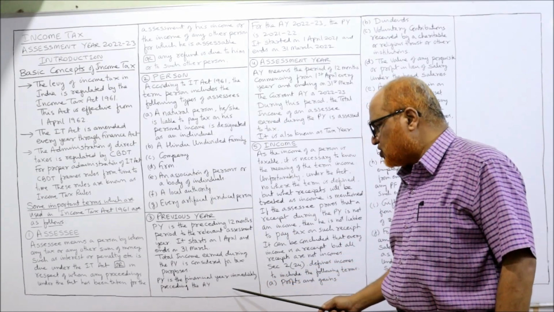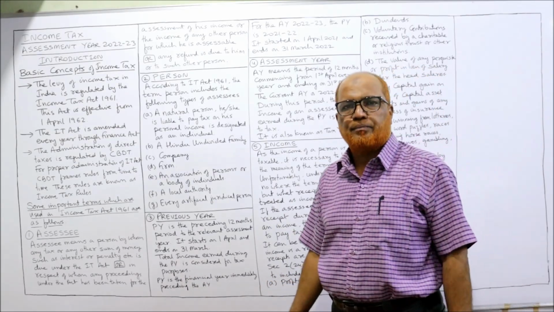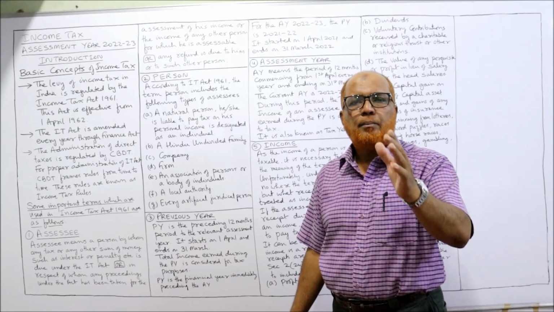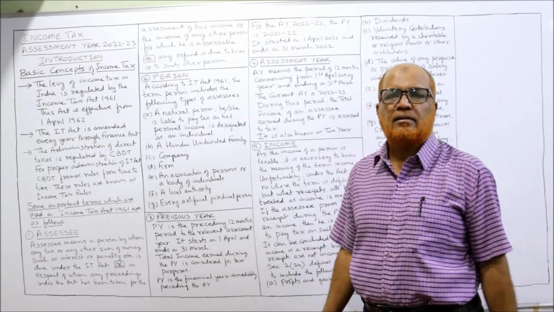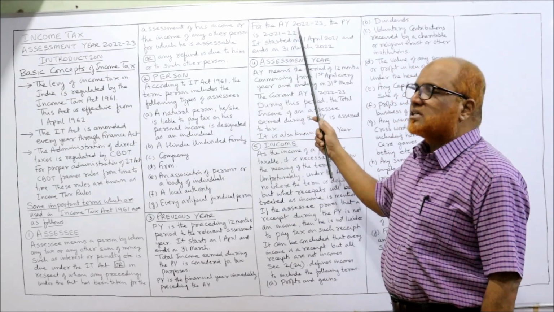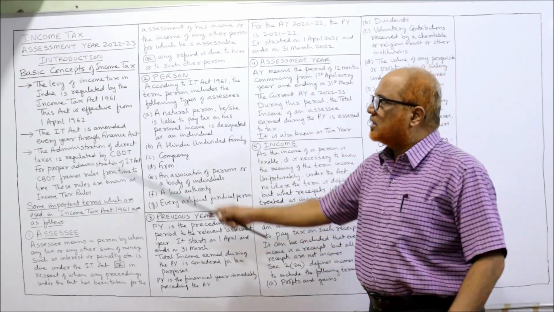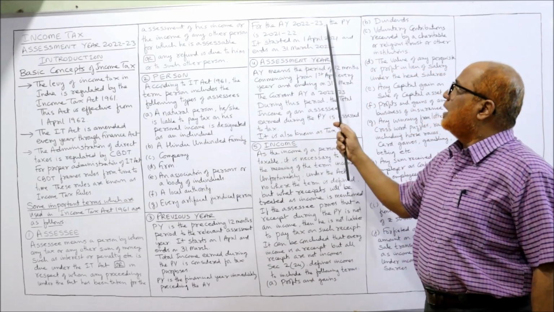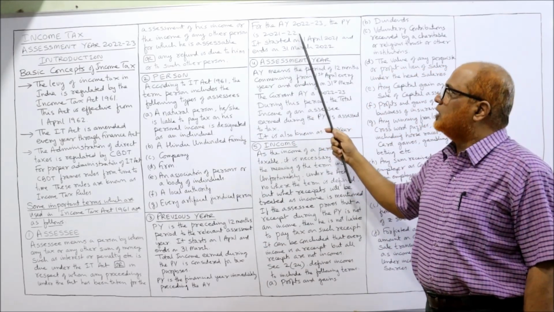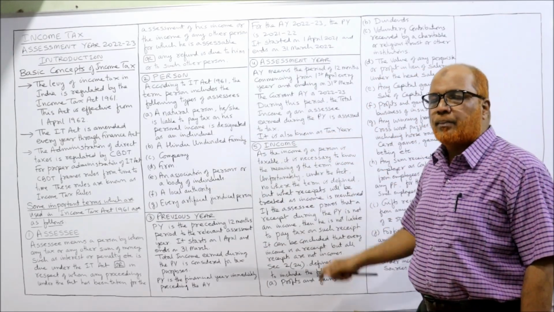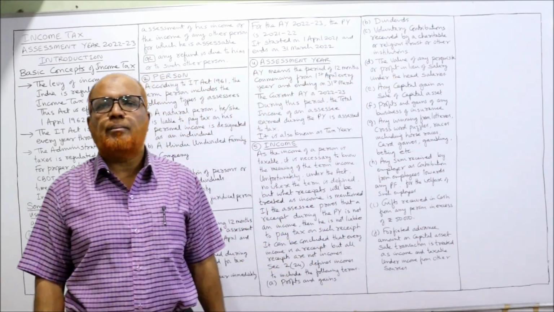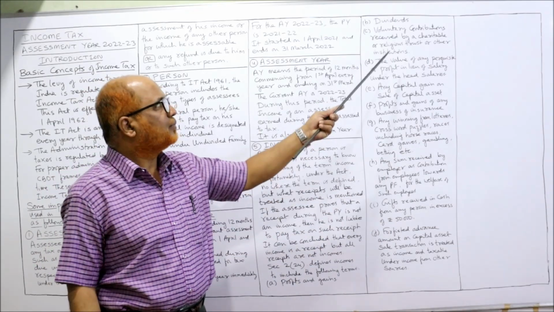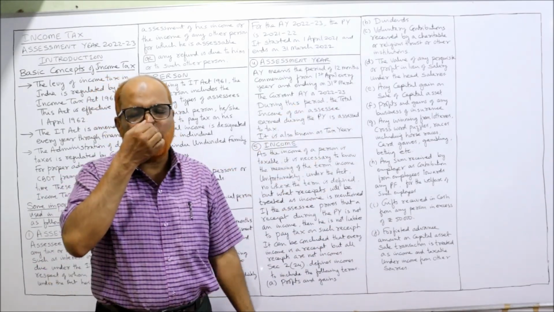Then previous year is the financial year immediately preceding the assessment year. Simple rule you have to remember. Previous year means the year which is immediately preceding the assessment year. For our current assessment year 22-23, the previous year is 21-22. It started on 1st April 2021 and ended on 31st March 2022. That's all. This is the previous year.